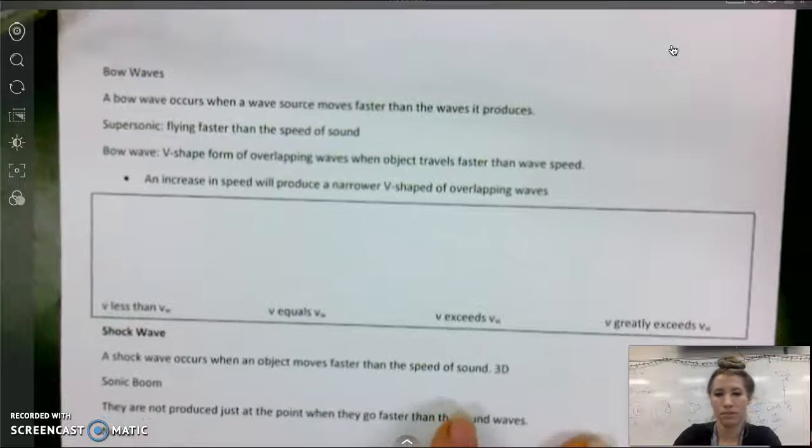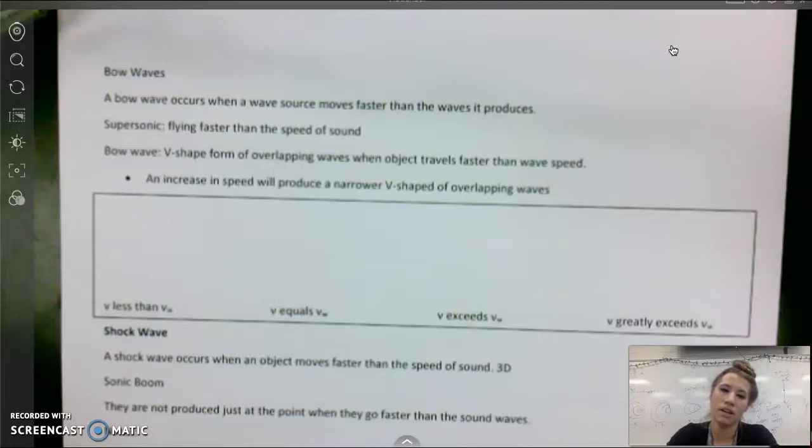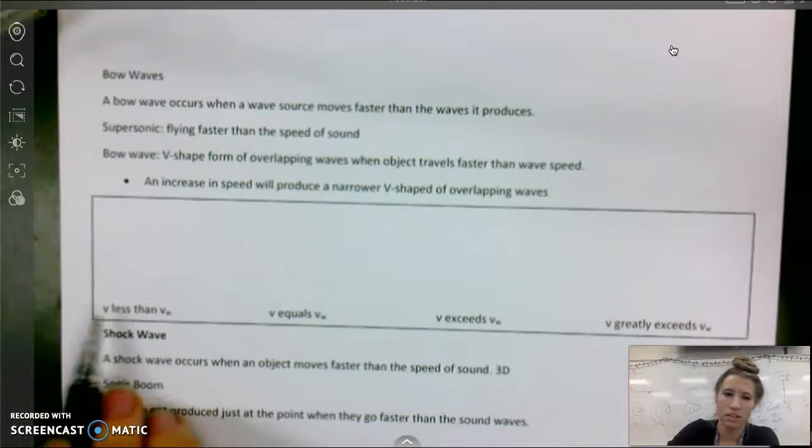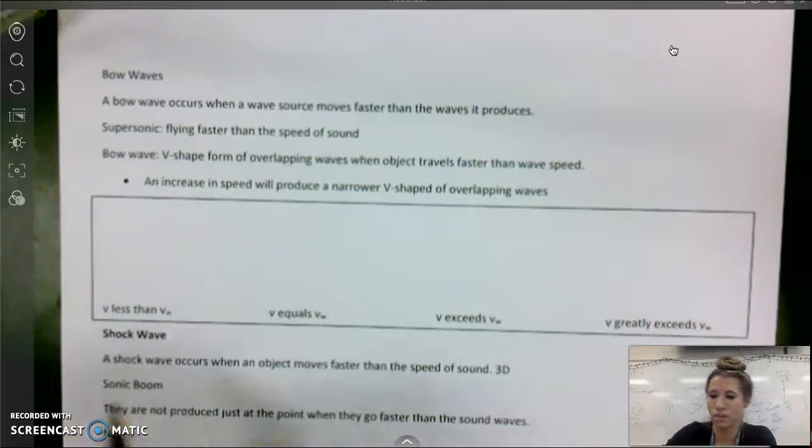Okay, bow waves. So when a wave source, whether that's a sound wave or a water wave, moves faster than the wave that it produces, then it creates a bow wave. Okay, so let's think of a boat on a lake and it's just going to bob back and forth. If it was stationary, it would just give concentric rings around the boat, right? But now the boat's going to start moving forward, but the velocity of the boat is going to be less than the wave that it's producing.